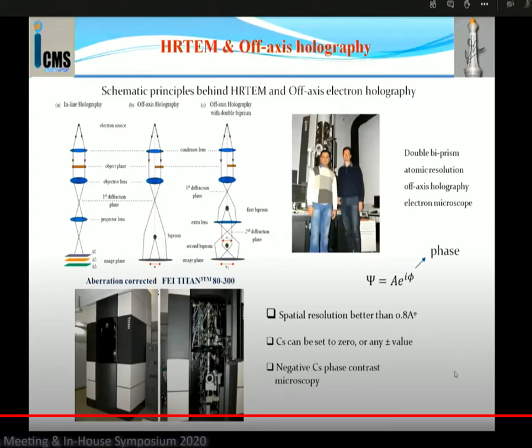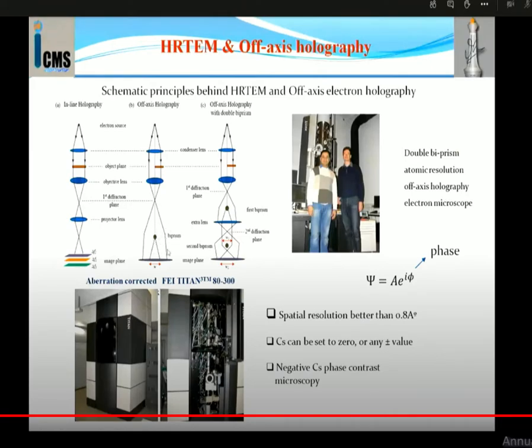This slide shows the schematic principle behind HFTM and off-axis electron holography. For the HFTM, or inline holography, the defocus HFTM is actually equivalent to an inline hologram. So you basically have to collect lots of images at different focus. And for holography, you have a biprism.